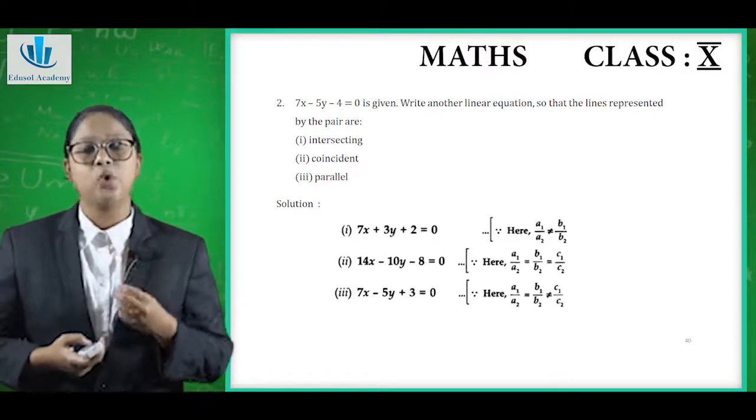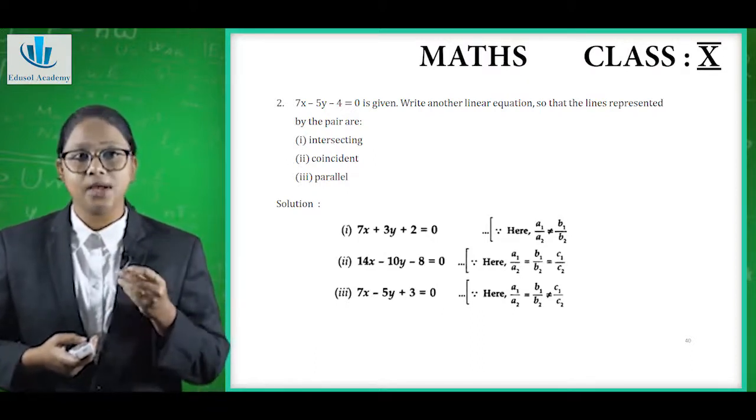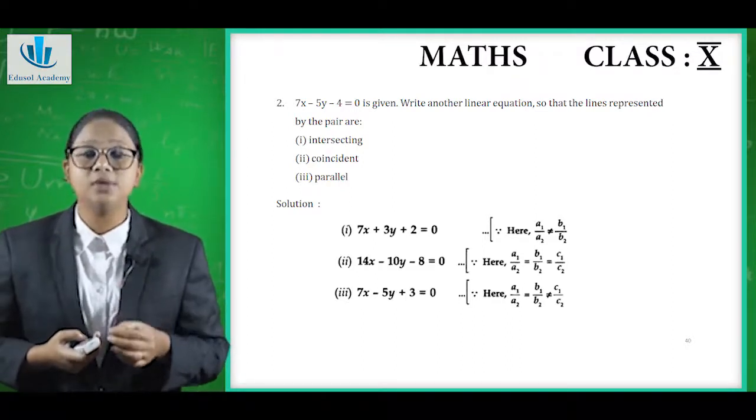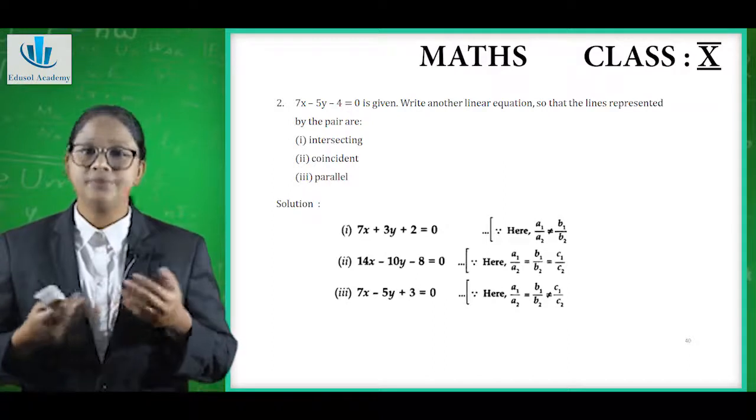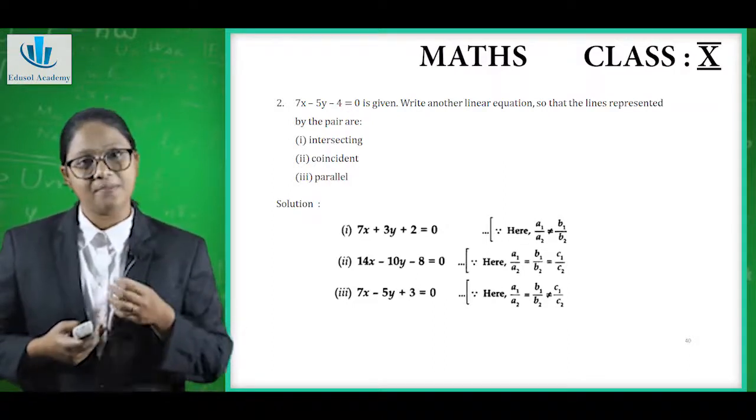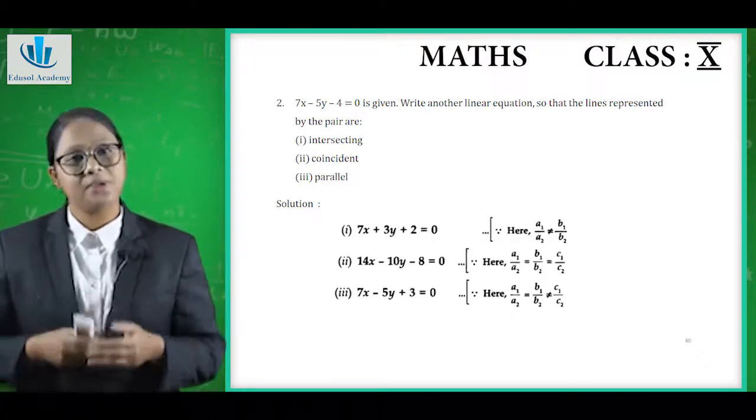Now part number 2, we have to find another equation so that the pair are coincident. Now what is the condition for coincident lines? Infinitely many solutions. So a1 by a2 is equal to b1 by b2 is equal to c1 by c2. So all the ratios should be equal.